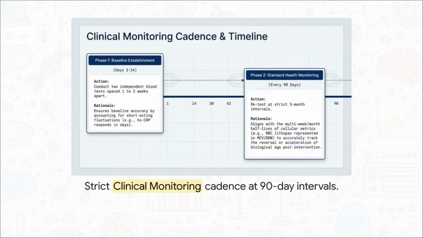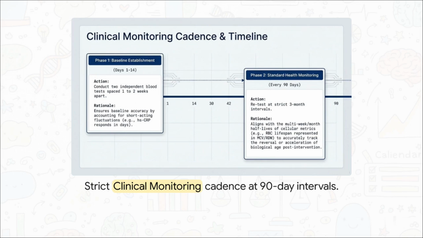And because it's so affordable, we can establish a really dynamic clinical monitoring cadence. To track health interventions accurately, operations have to stick to a very precise timeline. Phase 1 establishes the baseline using 2 independent blood tests spaced 1 to 2 weeks apart. That accounts for any short-acting fluctuations.